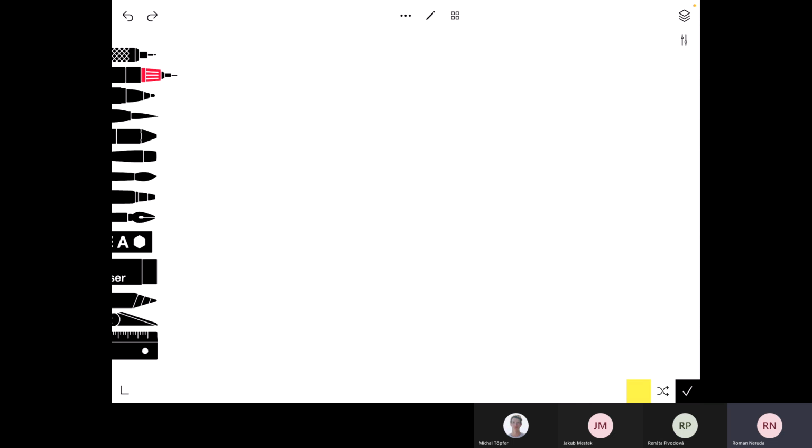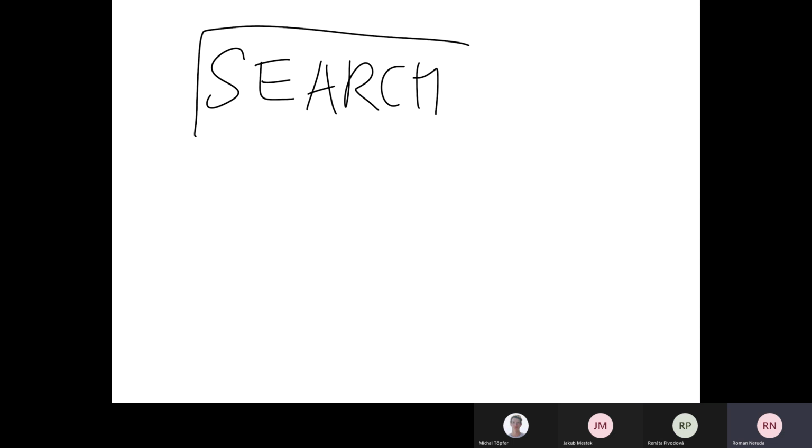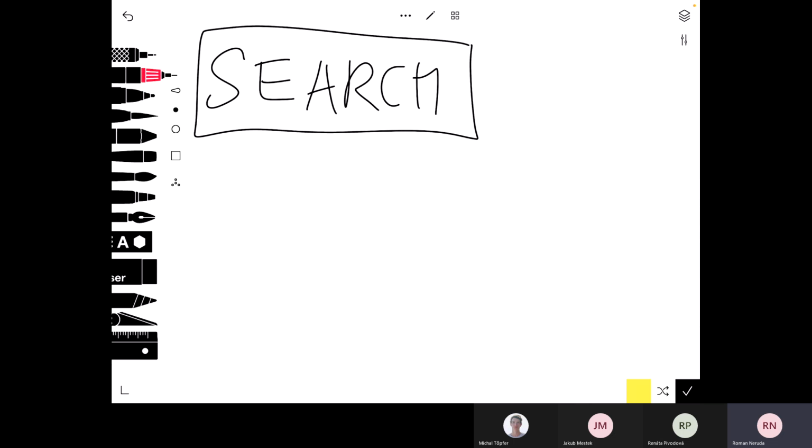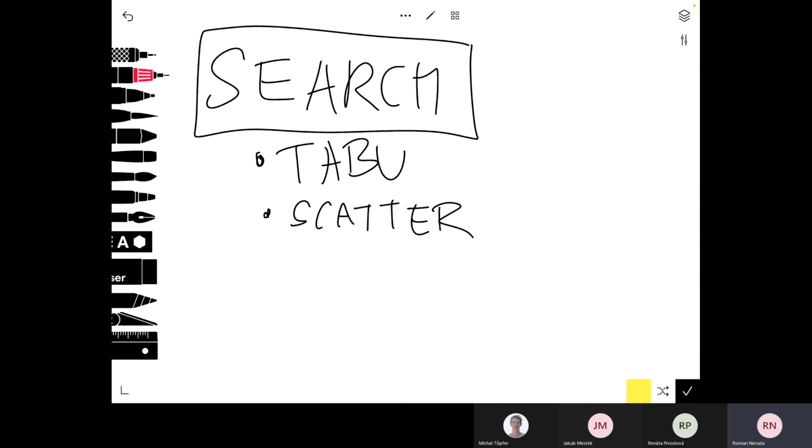The topic of today's talk is an interesting topic. I will be talking about various search mechanisms and how they support diversity. Basically, that's the main topic. And among those, I will be talking about the so-called Tabu search, and then a scatter search algorithm, and finally the so-called novelty search.